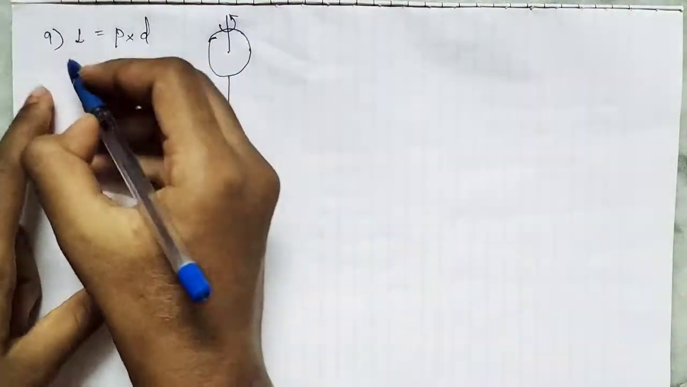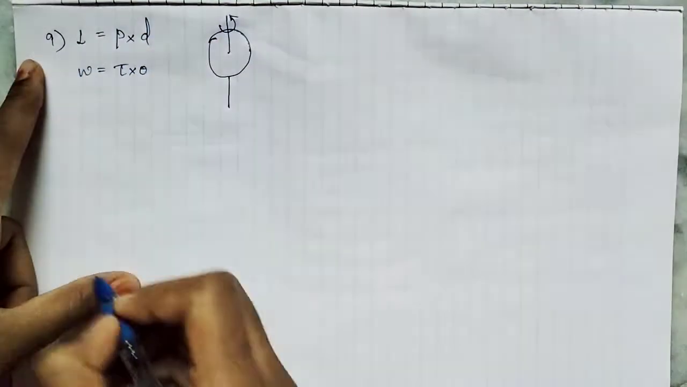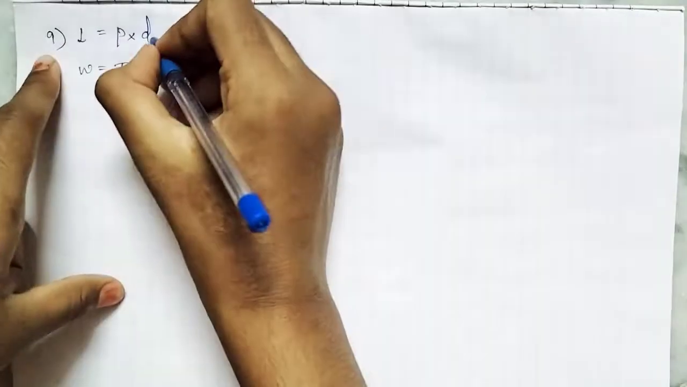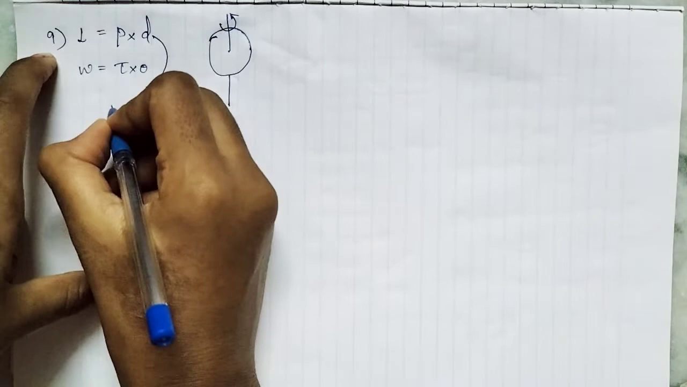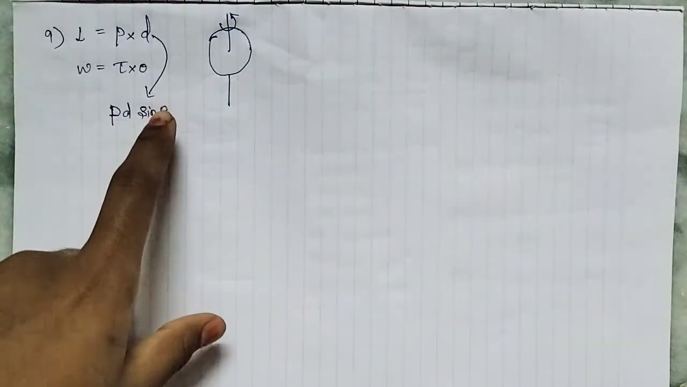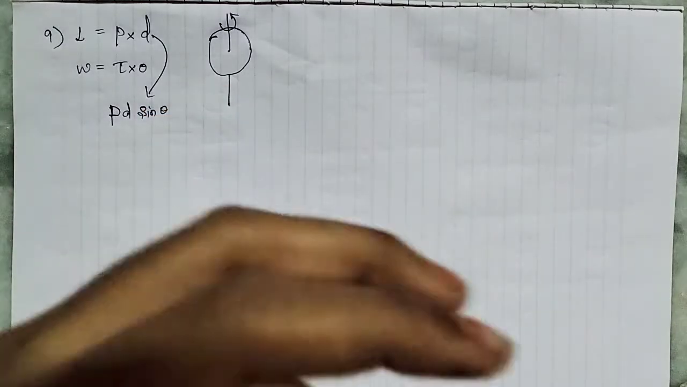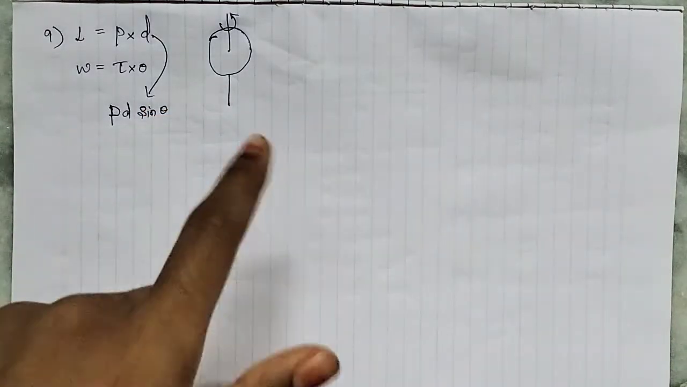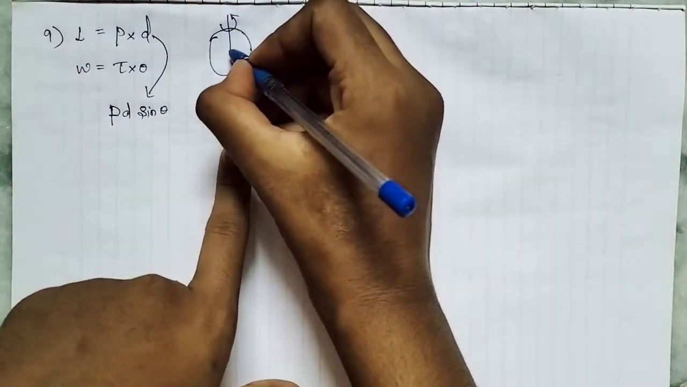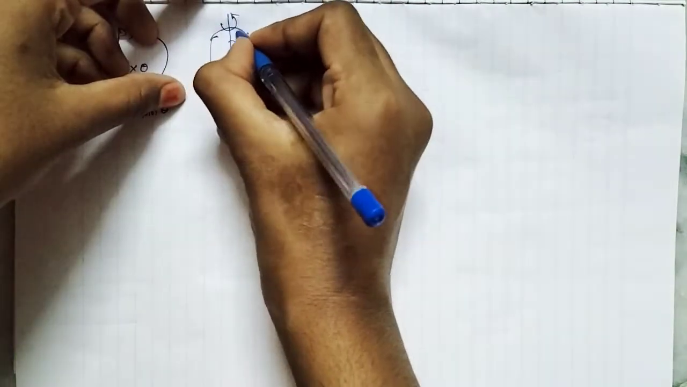And then work: you have to know, work is torque into theta. Angular momentum is a vector quantity. You can write it as p d sine theta, where theta is the angle between the components, the x coordinate and the point from where you find the angular momentum. This is the theta. Clear?